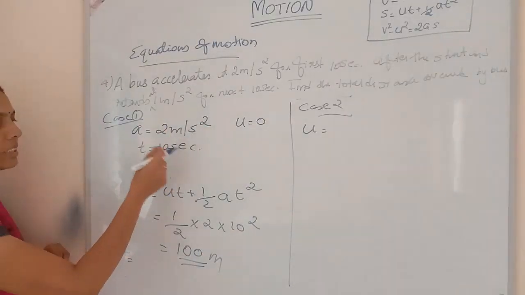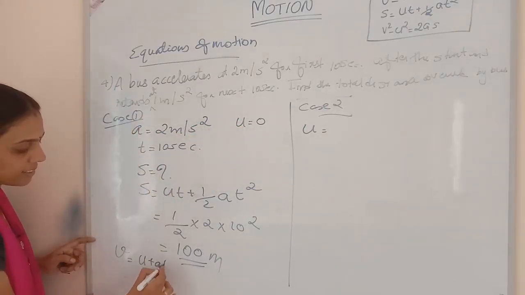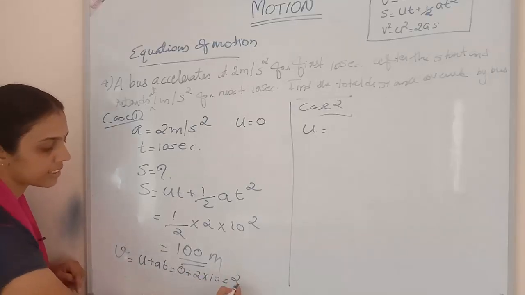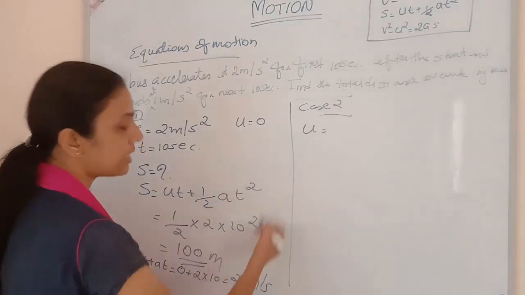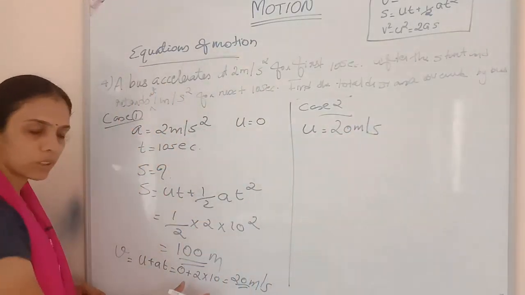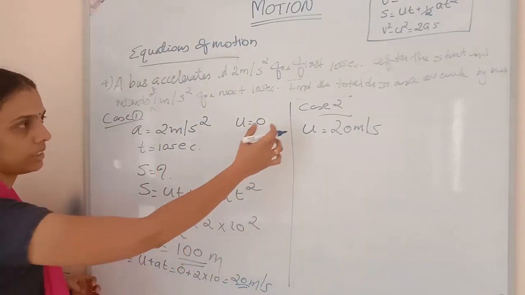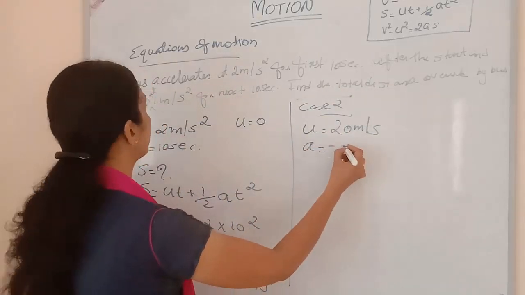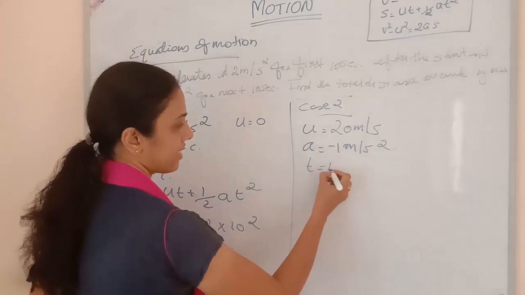v equals u plus at we can apply, because u is there, a is there, t is there. v equals u plus at, u is 0, a is 2 into 10. So we are getting 20 meter per second. The final velocity of the bus in the first case will be the initial velocity of the bus in the second case. Now it is retarding at an acceleration of 1 meter per second square for 10 seconds.